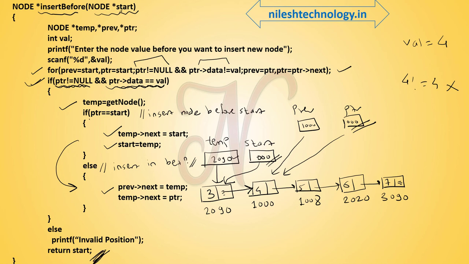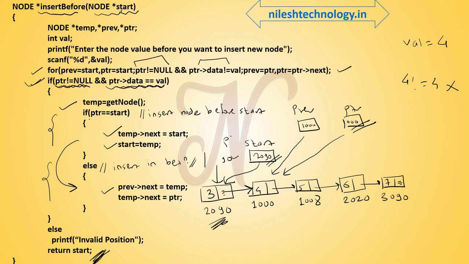So here the new address of start is 2090. So here return start means that 3, so the first node 3 is returned. So it is linked to the 4, 4 linked to the 5, 5 linked to the 6, 6 linked to the 7. So automatically the total linked list will be returned. Okay, so by using the if condition we insert a node before the start, and here we insert the node before any node. Now we check some invalid number.